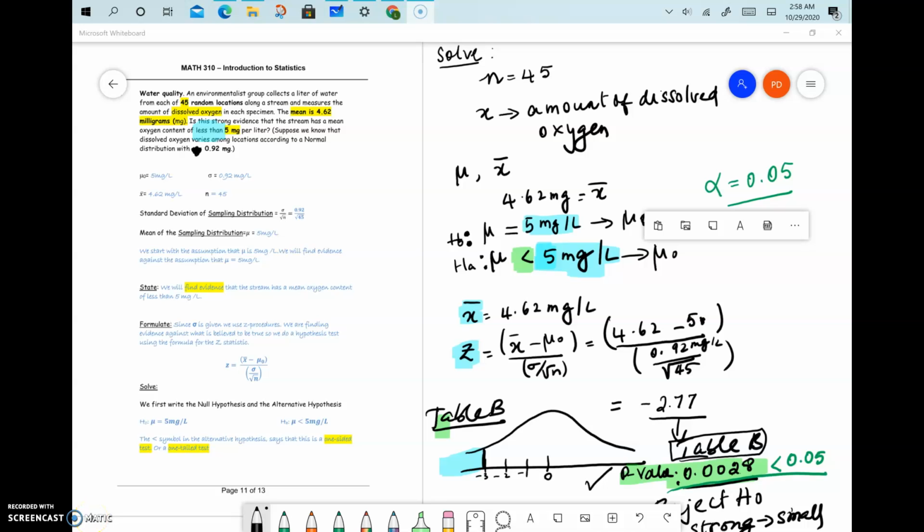If you remember from the previous video, this is a problem related to water quality of a stream. A group collects a liter of water. So we're taking samples of water at 45 different locations along the stream. And the measurement here is the amount of dissolved oxygen. So it's given in milligrams per liter. I think the per liter is missing here. So this is mg per liter.